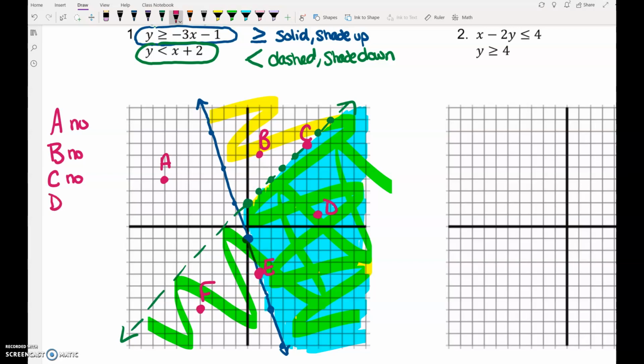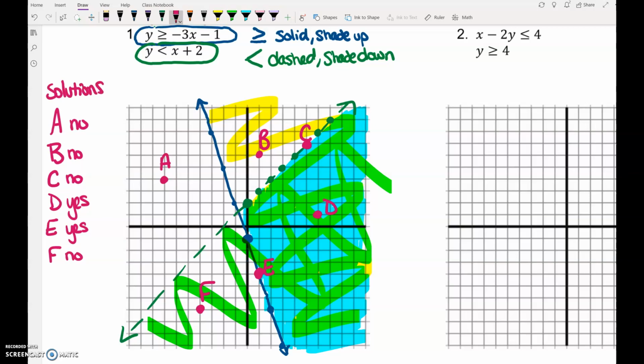How about D? Yes. Obviously, it's in both. How about E? Yes, because it's on the edge, but it's on the edge on a solid line, and solid lines are included in the shading. How about F? No.